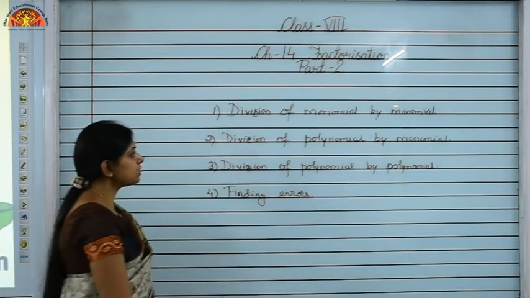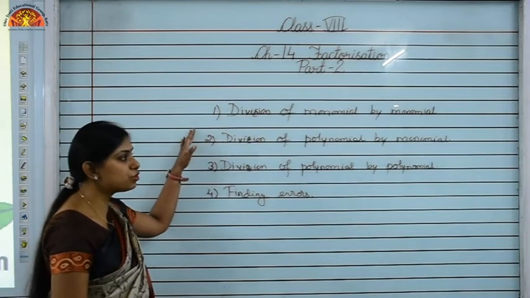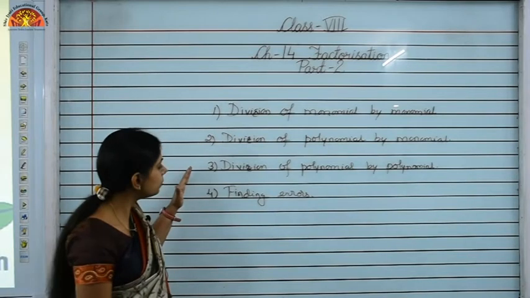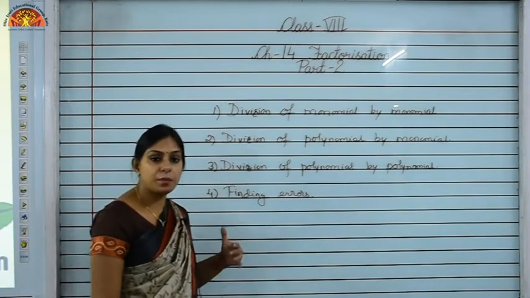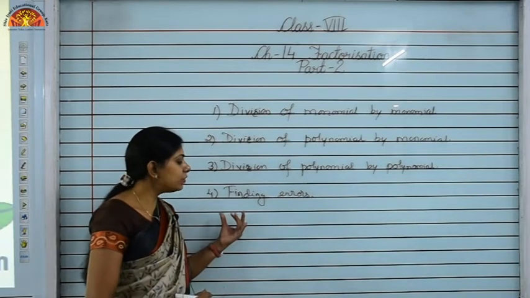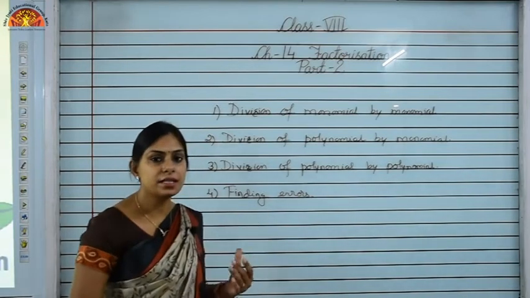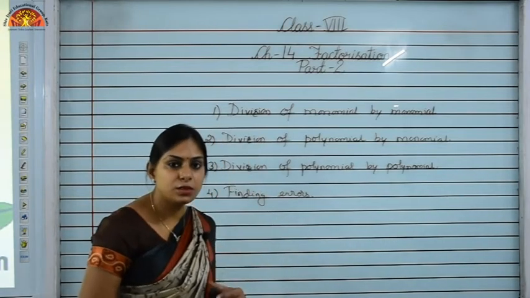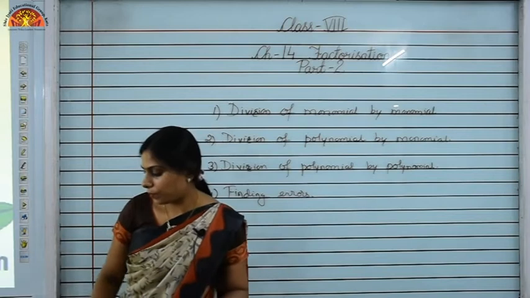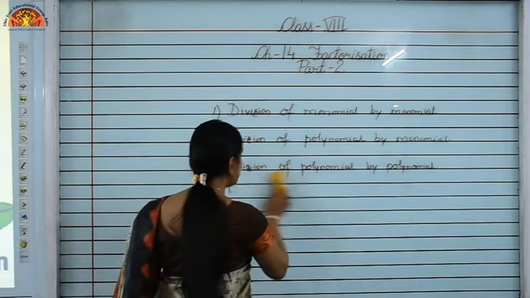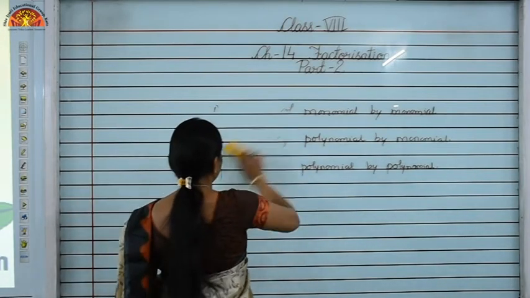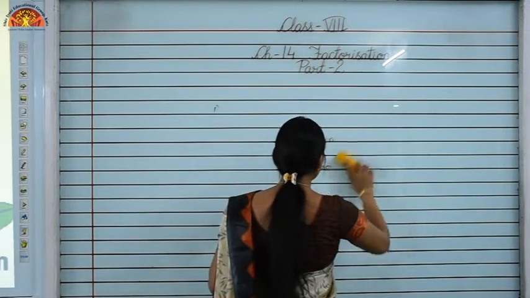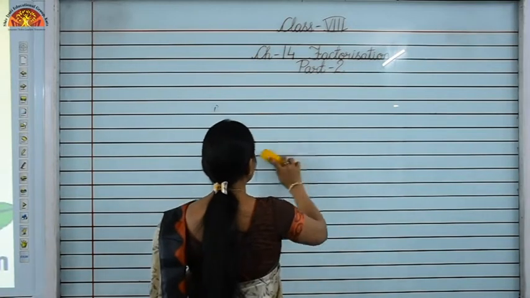So children, in this video we will cover the topics of division of monomial by monomial, division of polynomial by monomial, division of polynomial by polynomial, and at last we will learn how to find errors in the case of algebraic expressions. First we will start with the exercise 14.4. Please check out your books, children. I hope you are all ready. We will start with exercise 14.4, in which we will solve the questions of division.